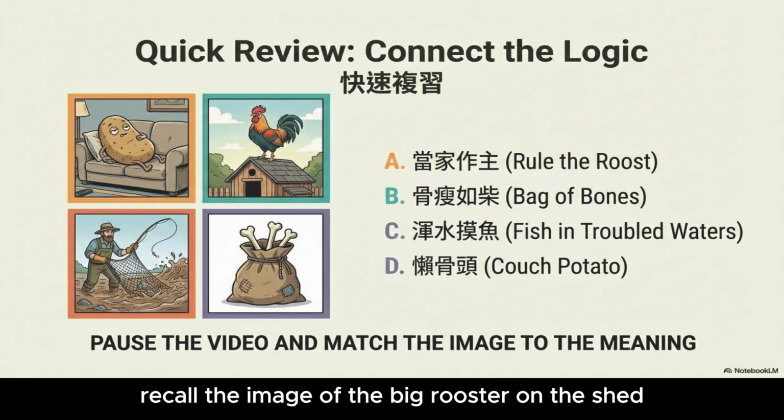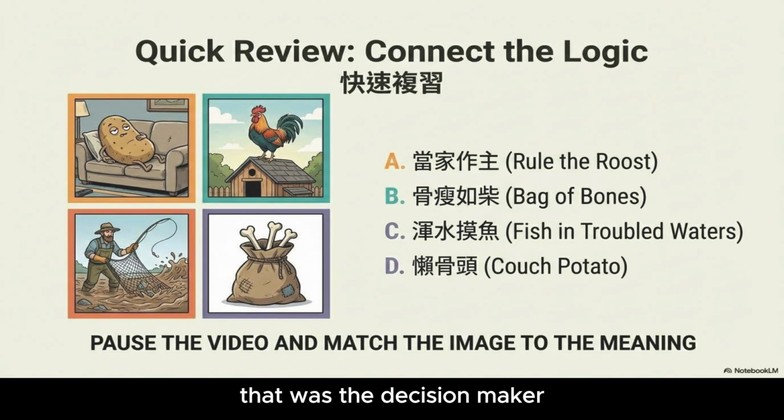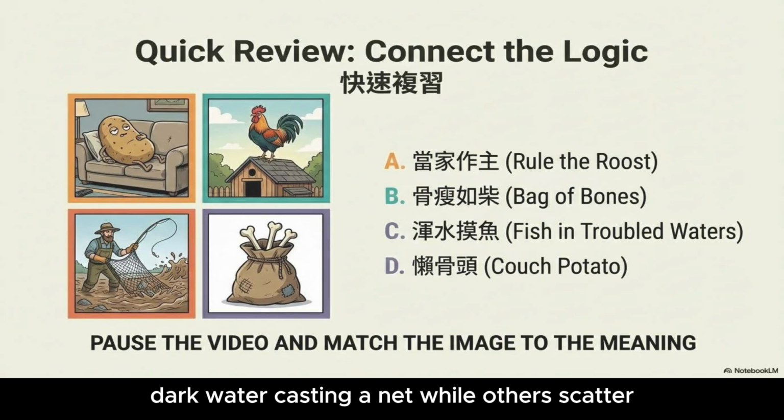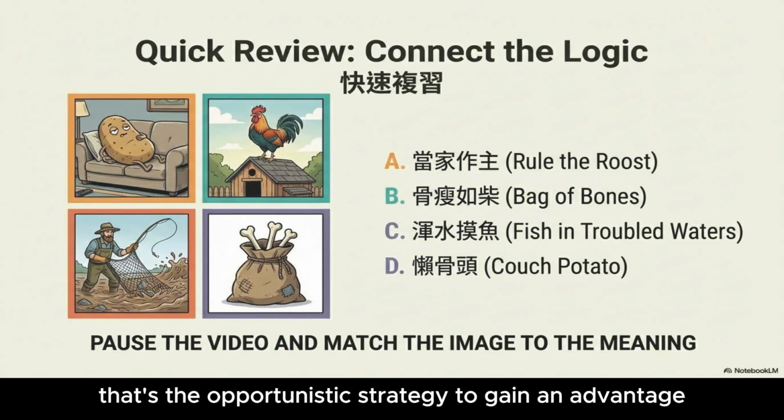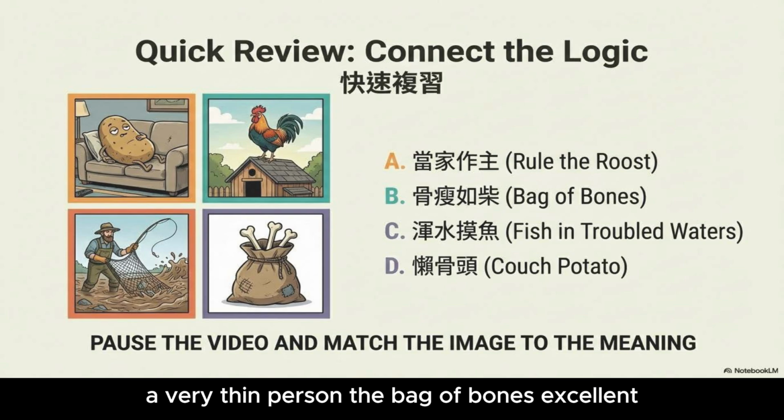Okay, next. Recall the image of the big rooster on the shed wearing a crown. Which dynamic was that in room 3? That was the decision maker, the one who rules the roost. The power dynamic. Third image. Visualize the person in that murky, dark water, casting a net while others scatter. That's room 2. What were they doing? That's the opportunistic strategy, to gain an advantage from chaos. To fish in troubled waters. And finally, back to the physical self. The image of the brown paper bag overflowing with white bones. What meaning does that trigger? A very thin person. The bag of bones.